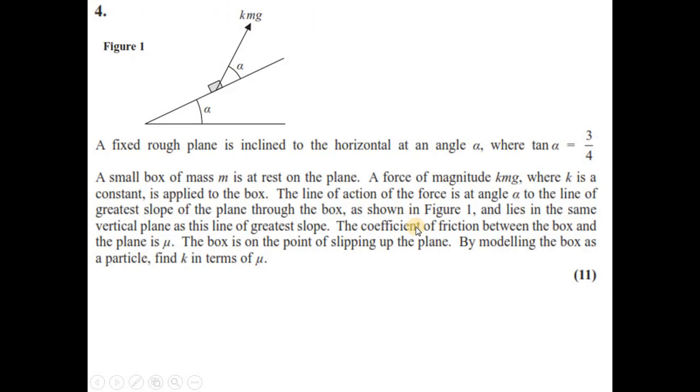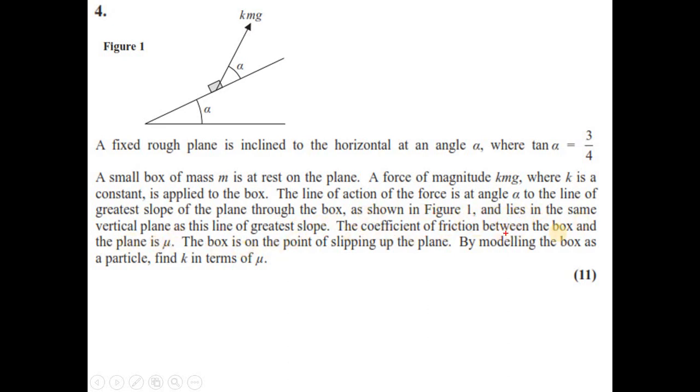Question number 4. A fixed rough plane is inclined to the horizontal at an angle alpha, where tangent alpha is 3/4. A small box of mass m is at rest on the plane. A force of magnitude kmg, where k is a constant, is applied to the box. The line of action of the force is at an angle of alpha to the line of greatest slope of the plane through the box, as shown in the figure, and lies in the same vertical plane.